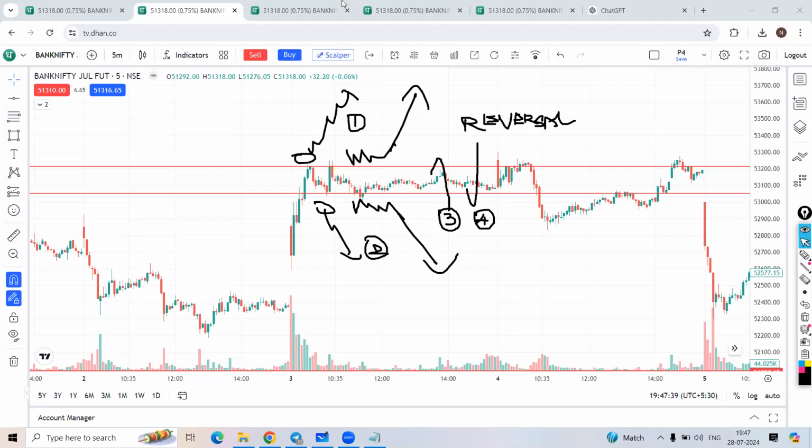मेरा मतलब simple है. मुझे direction से मतलब है. My focus is on direction. I'm not bothered if the market is sideways. I'm doing it for intraday, sir.